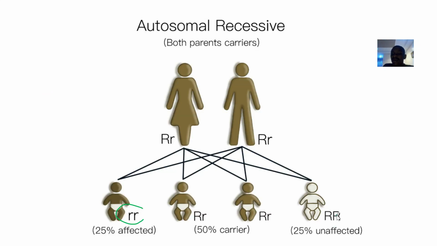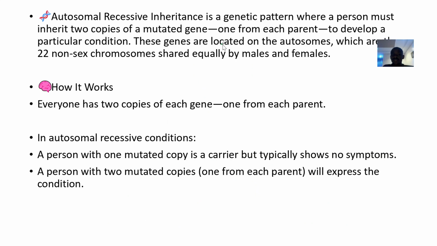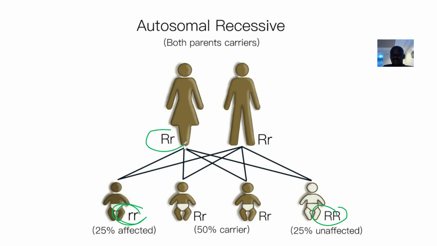Do you understand? Small r, small r are the same, so coming together in one baby, they will show off. Do you understand? So these genes are located on the autosomes, which are the 22 non-sex chromosomes shared equally by males and females. So how it works, everyone has two copies of each gene. Do you understand? So you can see that the mother has what? Two copies of each gene. Do you understand? So if this happens to come together with this, then they show off in a particular baby.